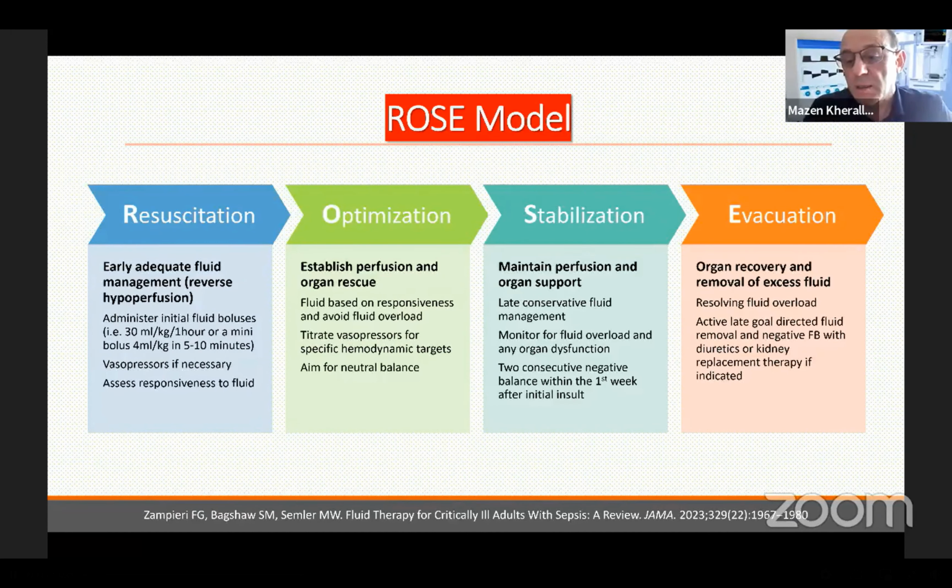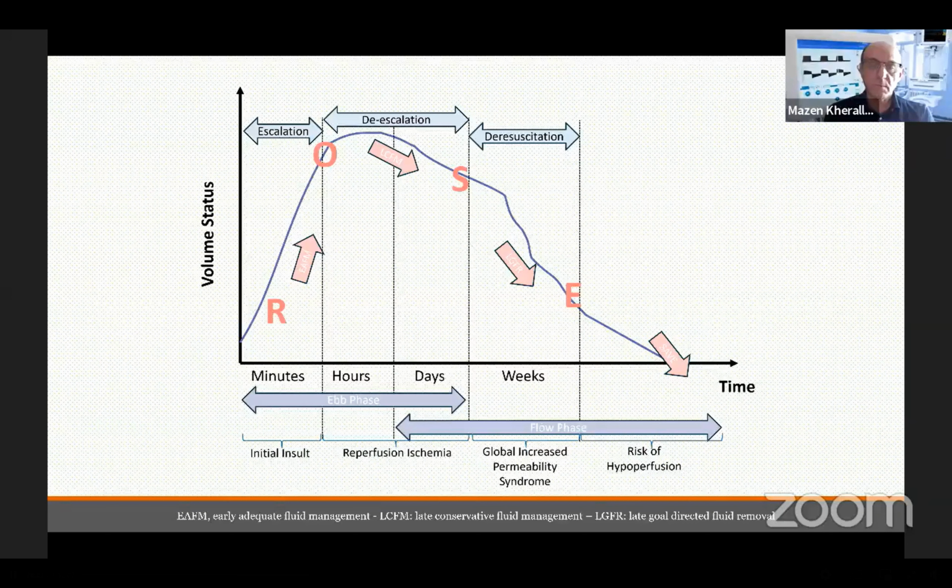We can achieve negative fluid balance with different methods, including diuretics and renal replacement therapy, but we monitor for signs of fluid overload, and we establish those methods as early as possible once we identify that our patient is fluid overloaded. So now let's just look at how we put all this together.